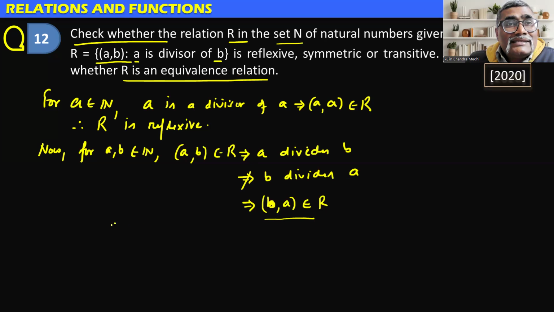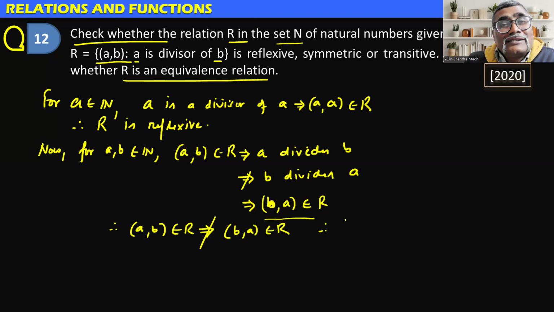So in the entire result, what did I see now? (A, B) belongs to R does not imply (B, A) belongs to R. Therefore, R is not symmetric. Now think about the transitivity. I think transitivity is very clear.